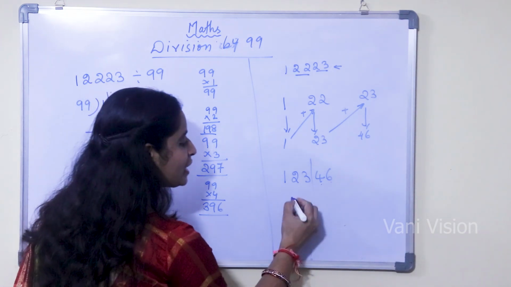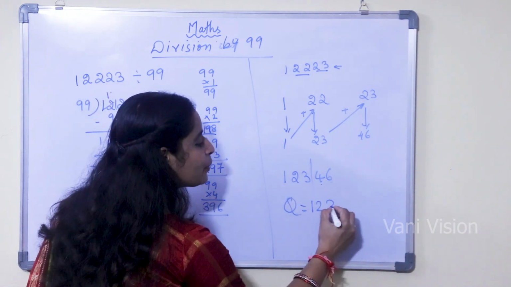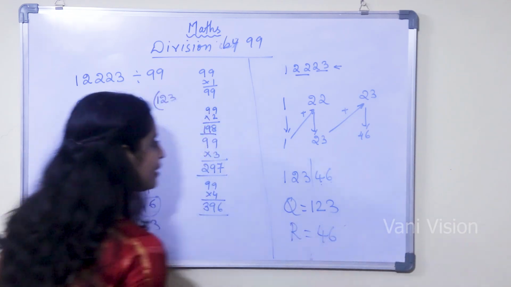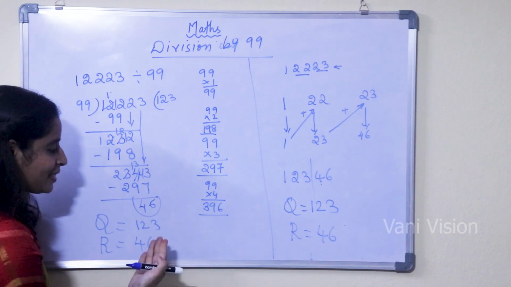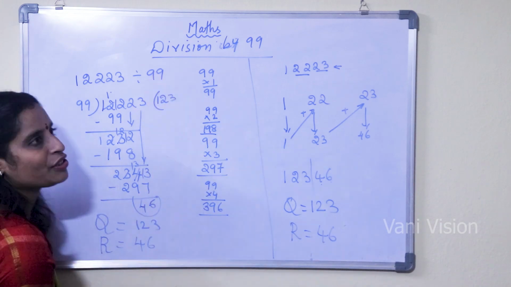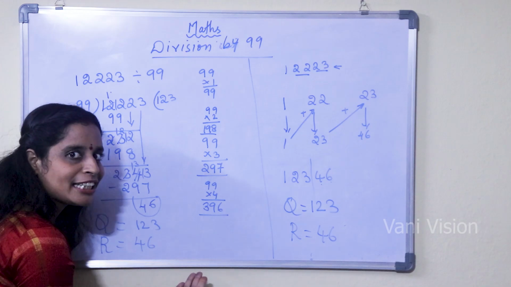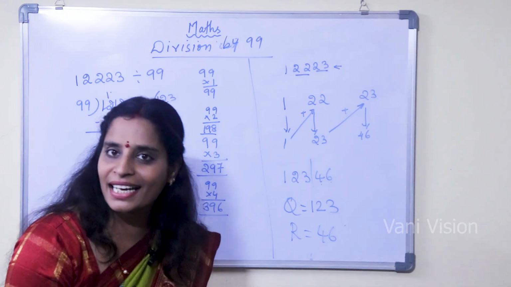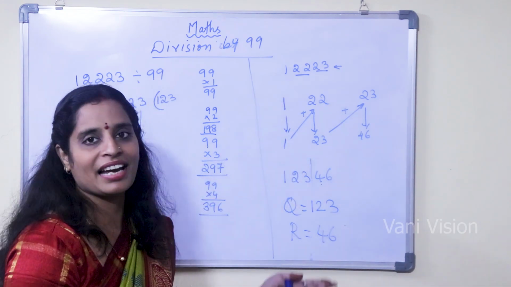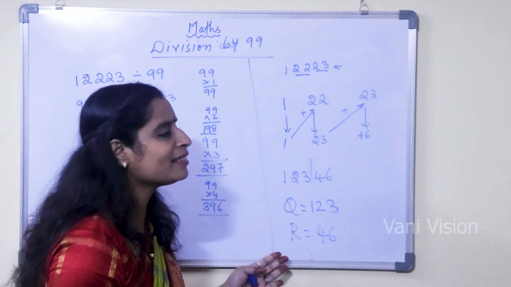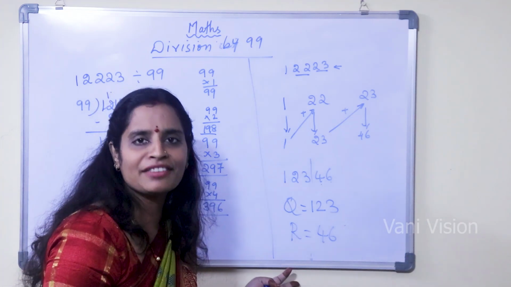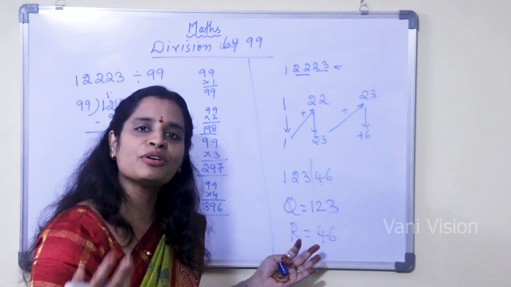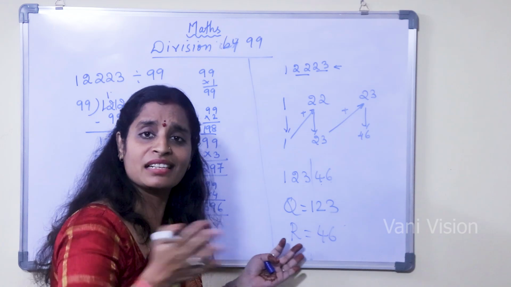Now what is our quotient here? 123. What is our remainder here? 46. Is it correct? It is too big, and I even used the 99 table there. Here, did I use the table of 9 or 99? No. With a small trick, I have done the division by 99 within 5 seconds. If we practice it thoroughly and continuously, we can do it in 4 seconds, even 3 seconds.